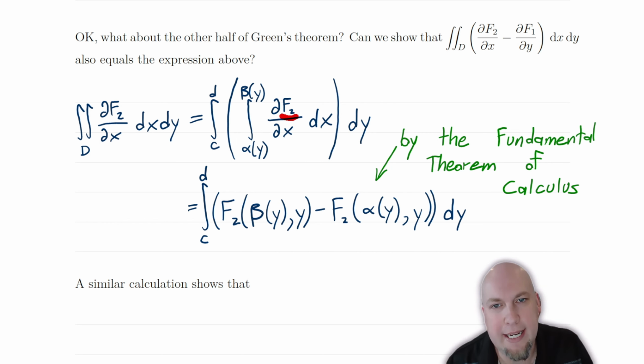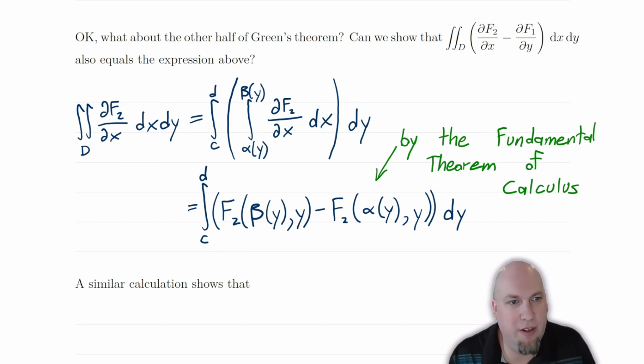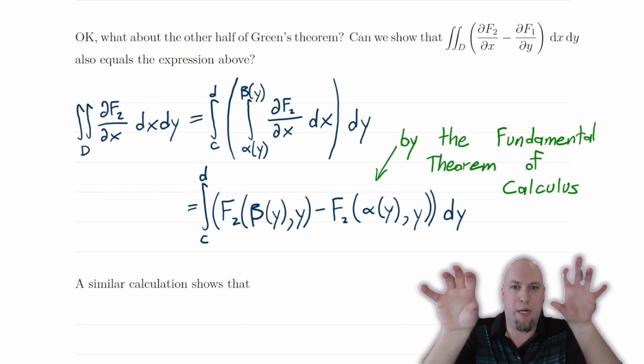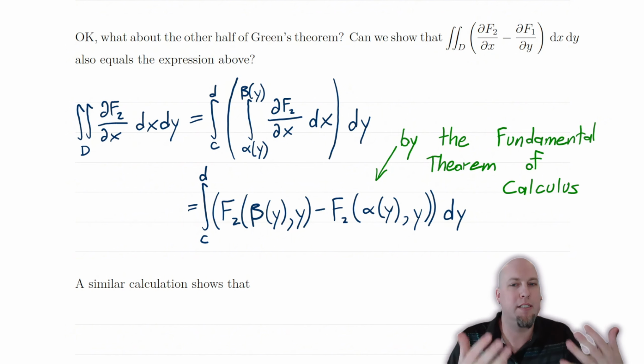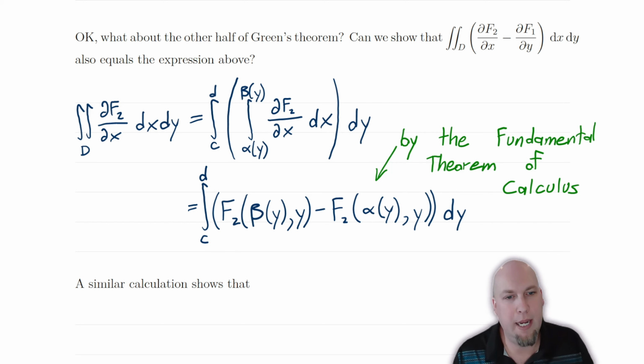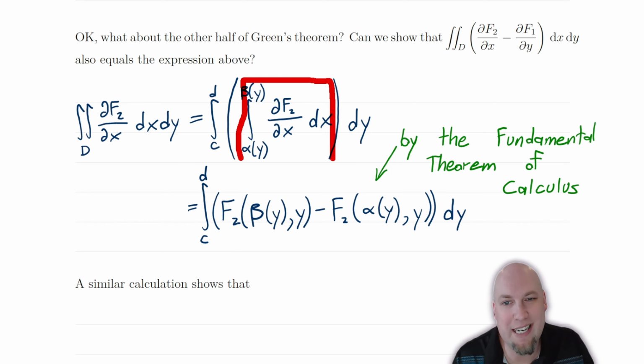Okay, so all I get is f2 with the endpoints plugged in, beta of y, alpha of y, subtracted, because that's how the fundamental theorem of calculus works, right? You subtract with the endpoints plugged into the antiderivative. And in the y coordinate, it's just y, which has been held constant this entire time. And I'm just left with the y definite integral on the outside of that whole thing. So I apply the fundamental theorem of calculus to this inner integral here.